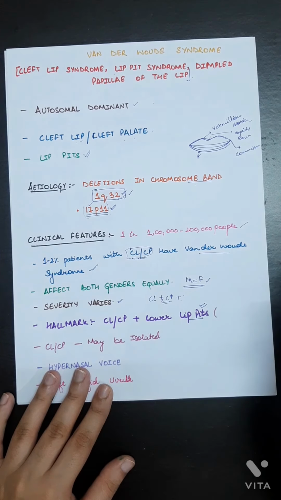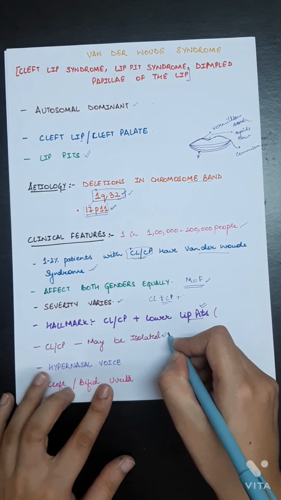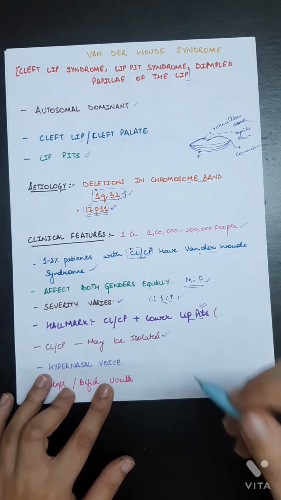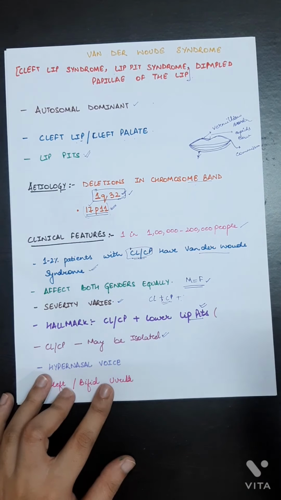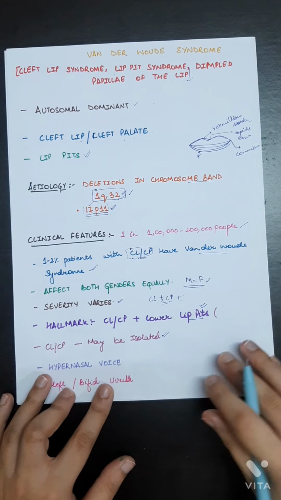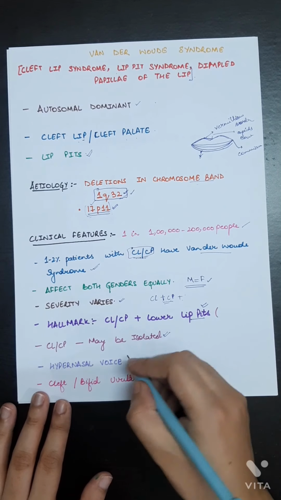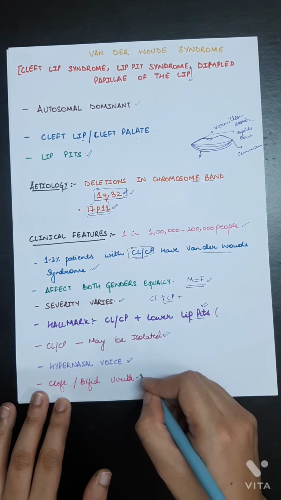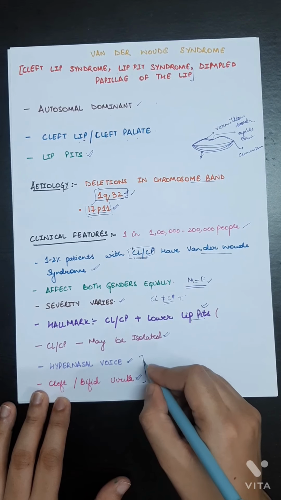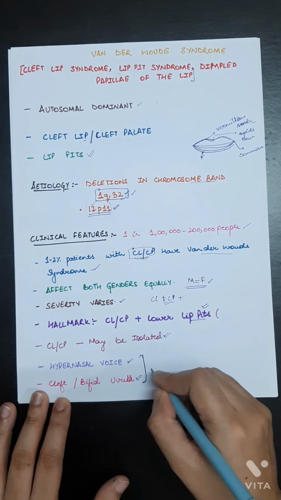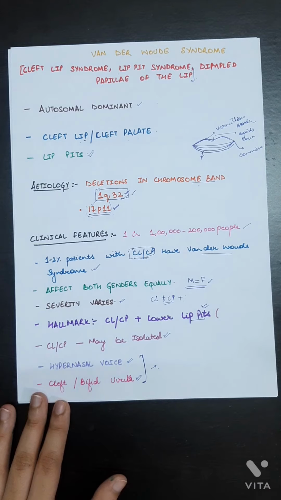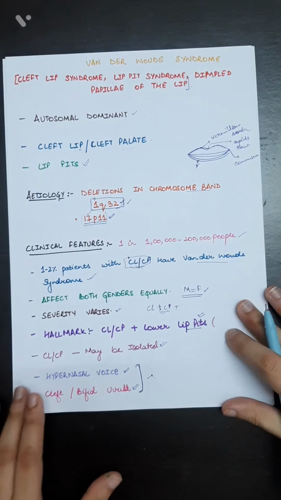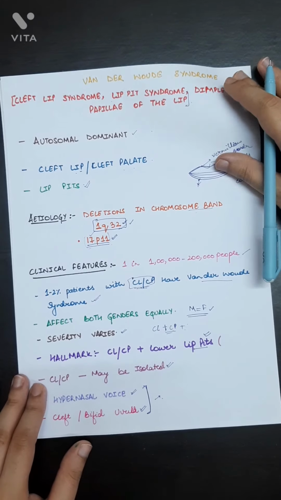Either the cleft lip or palate may be isolated, right? So this thing depends upon the severity of the disease, how the genes are working, right? Now the hypernasal voice is there and cleft or bifid uvula can be seen. So these features may confirm that the patient is suffering from van der Woude syndrome, right?